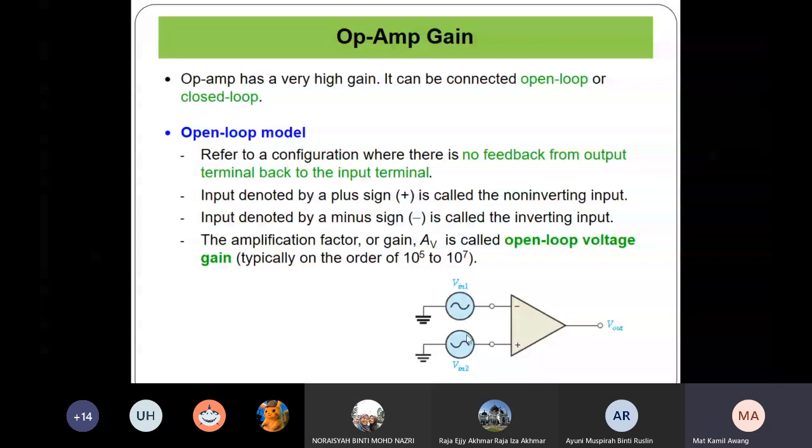The amplification factor or gain AV is called the open loop voltage gain, typically in the order of 10 to the power of 5 to 10 to the power of 7. So whatever the voltage here is being amplified by 10 to the power of 5 or 10 to the power of 7 at the output. If the input is 1 volt, the output will be about 100,000, in the order of 10 to the power of 5. Clear so far? What is the open loop?